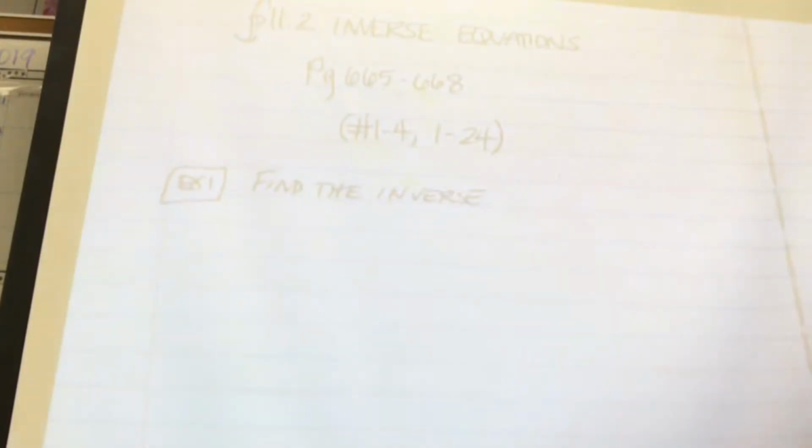Today we're going to be going over how to find the inverse of a function. So yesterday we talked about how to decide if it's invertible, and now we're going to decide how to find what the actual inverse is. So let's just jump into an example here. It says to find the inverse of the equation. So let's say I have f of x is equal to 2x plus 1.